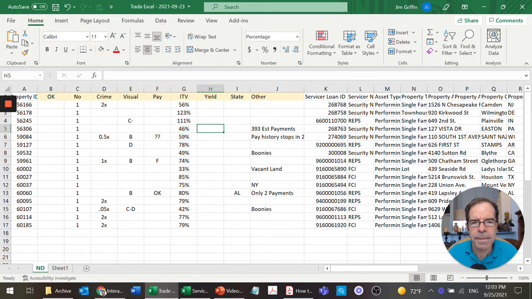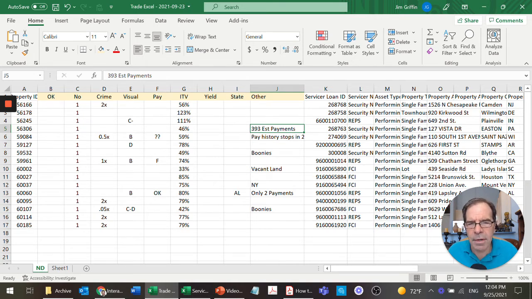So here, I was looking at the payments and it says 393 estimated payments. What? A 30-year loan would be 360 payments. How can this thing have 393 payments? I guarantee you, I'll tell you why. I don't even need to look at the paperwork. It's because this loan's been modified.